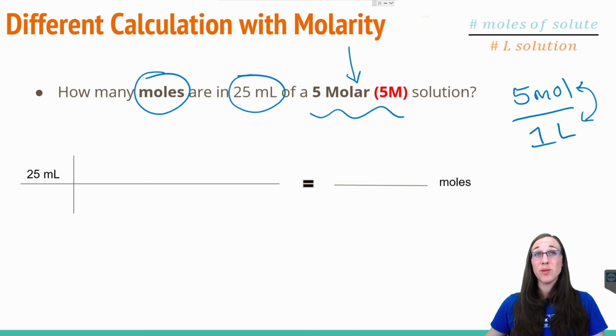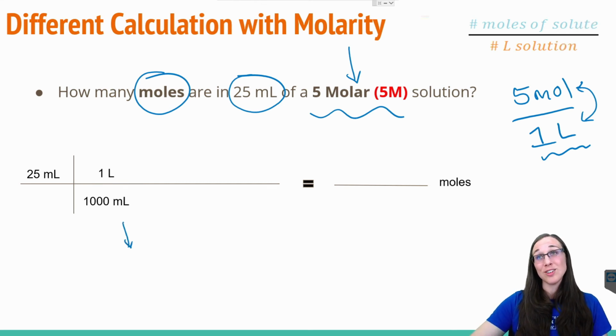Now, if I need to go from 25 milliliters to moles, I first need to get rid of the milliliters so that I can use molarity in liters to get to moles. So we already know that there are 1,000 milliliters in 1 liter. I can use that as that conversion factor. If you noticed before, I also used a conversion factor that looked like this, 10 to the negative 3rd power in M. That's essentially the same thing, just in a different format.